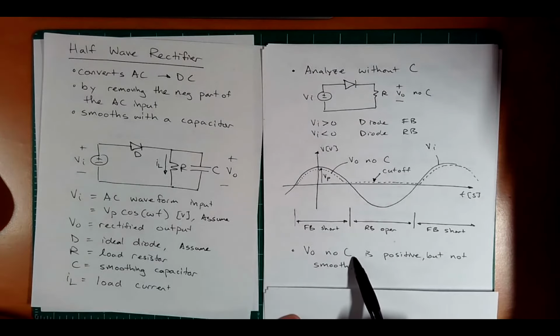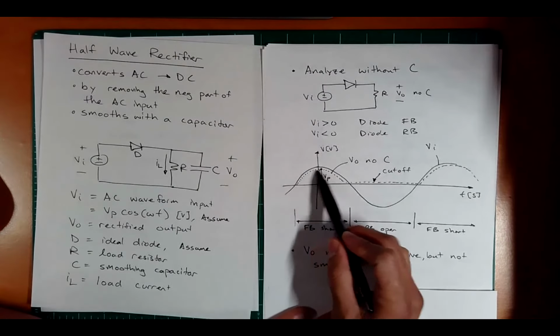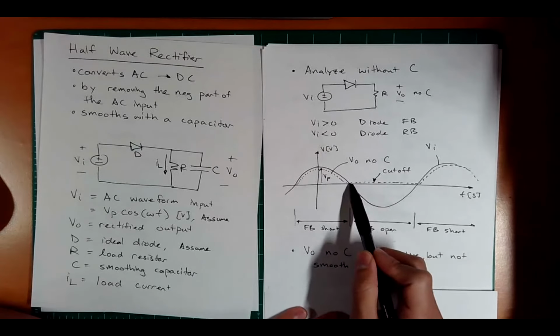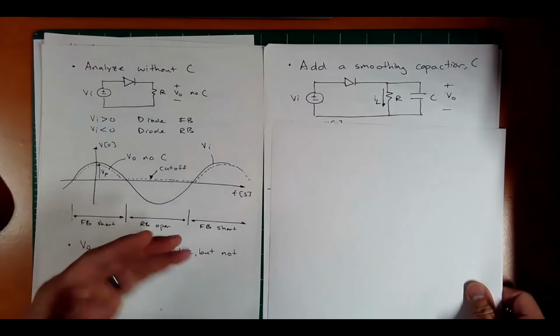So without a capacitor, V naught is positive, but not smooth, right? So you can see that positive, but not smooth. You get these bumps, and here it's just zero, okay? So if we add a capacitor, let's see what's going to happen.